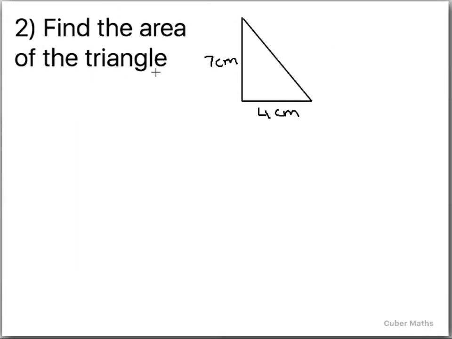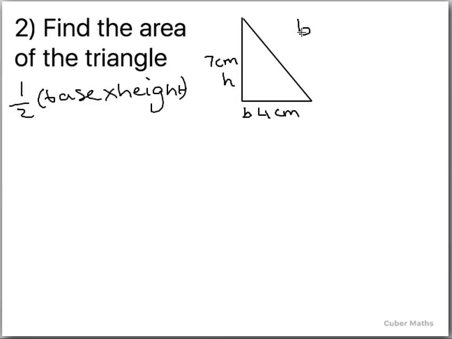Here we have our second problem, and it says find the area of the triangle again, but this time the lengths are different. So just like before, we'll write out our equation, so half base times height. And we know that this bottom length here is our base, and this one here is our height. So we can write out that B is equal to 4 and H is equal to 7.